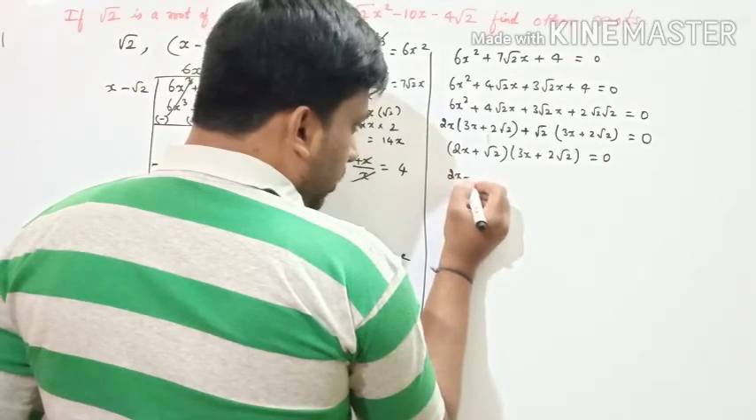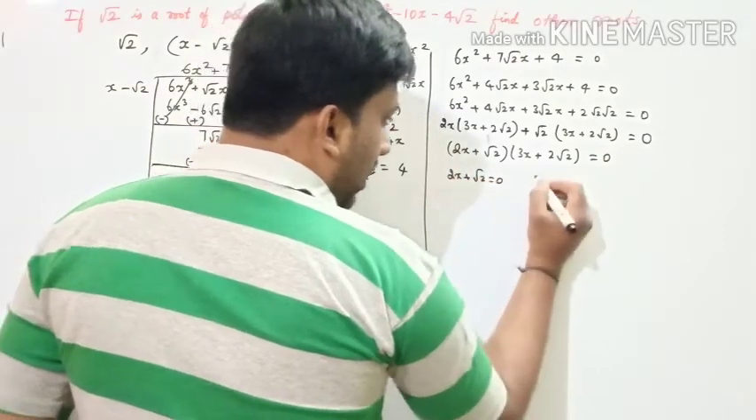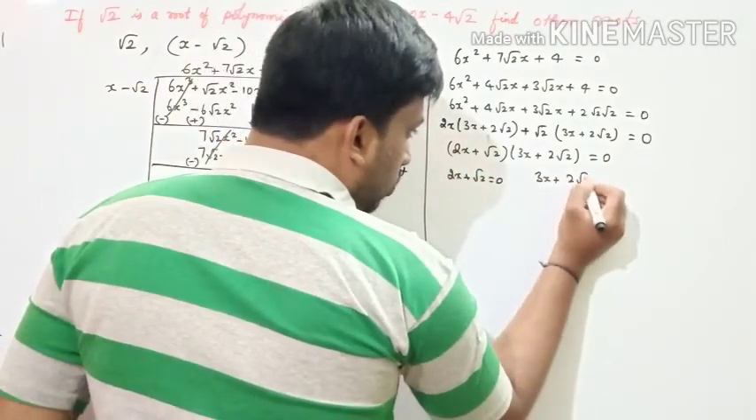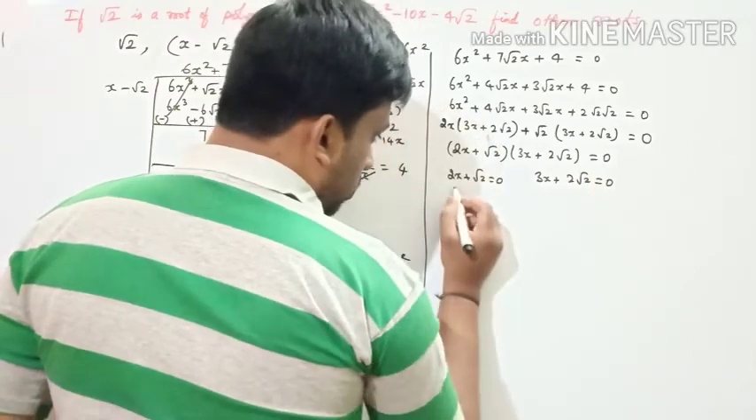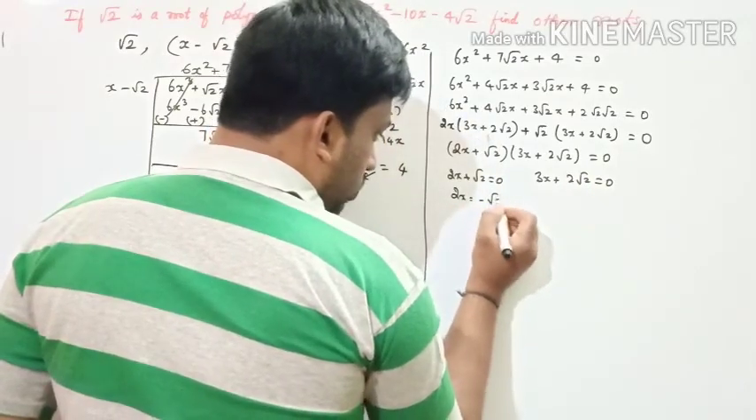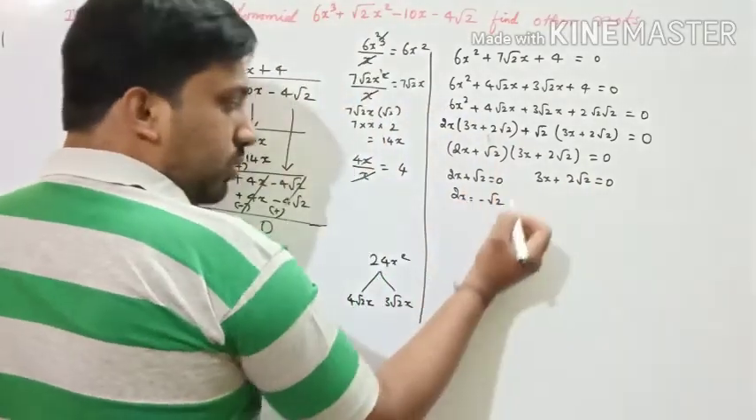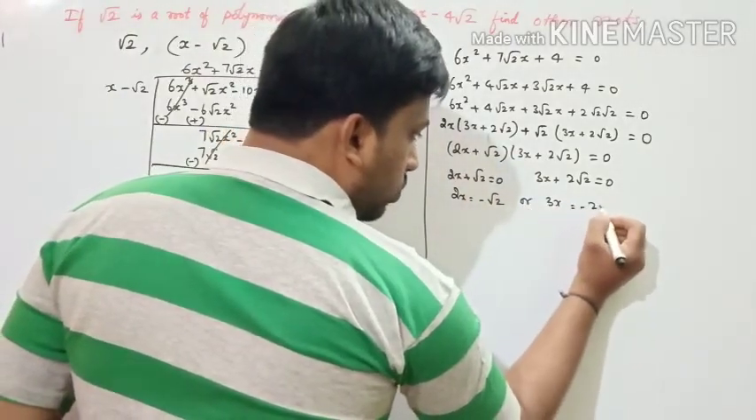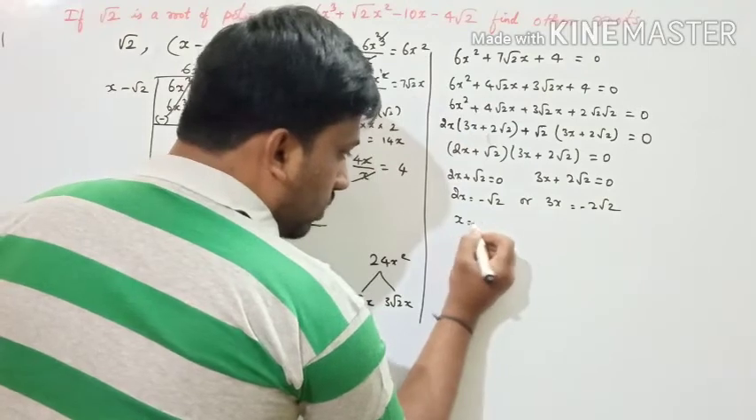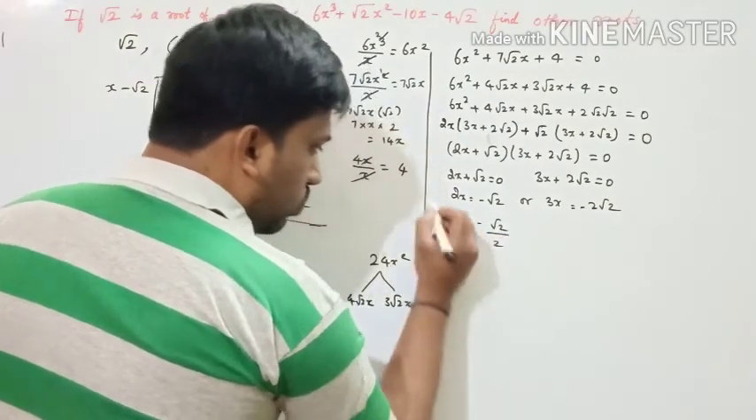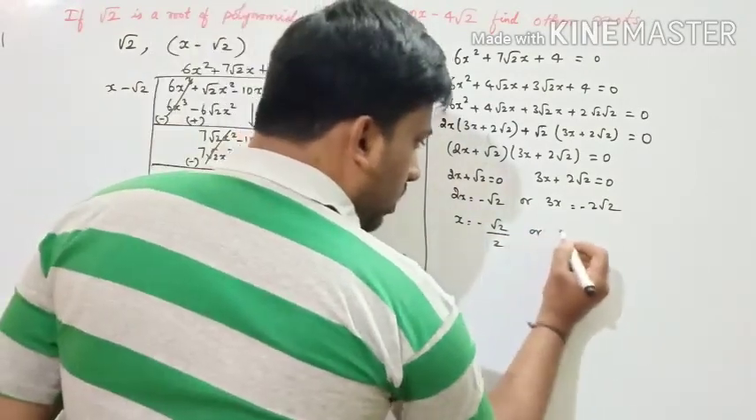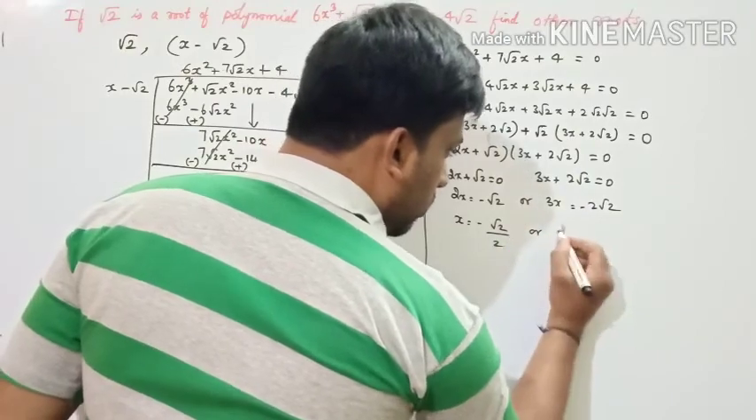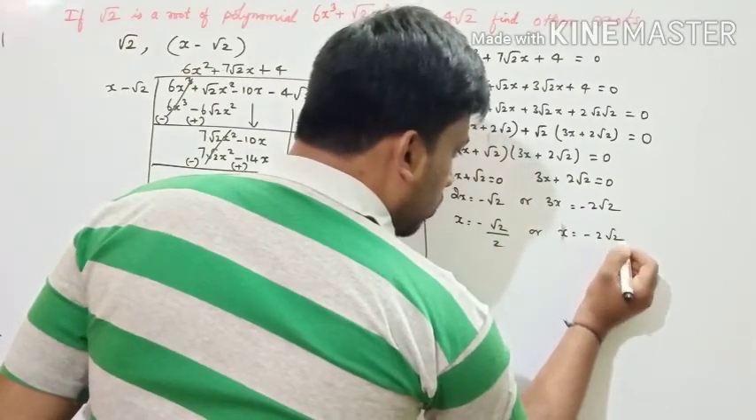So 2x plus root 2 is equal to 0. And 3x plus 2 root 2 is equal to 0. So 2x is equal to minus root 2, plus root 2 comes this, it becomes minus root 2, or 3x is equal to minus 2 root 2. So x is equal to minus root 2 by 2, or 3x is equal to minus 2 root 2 by 3.